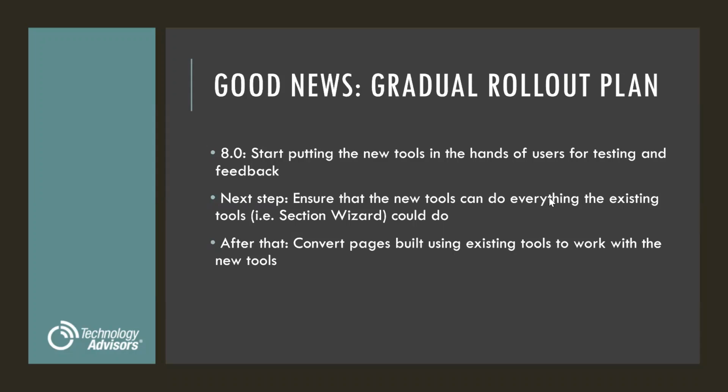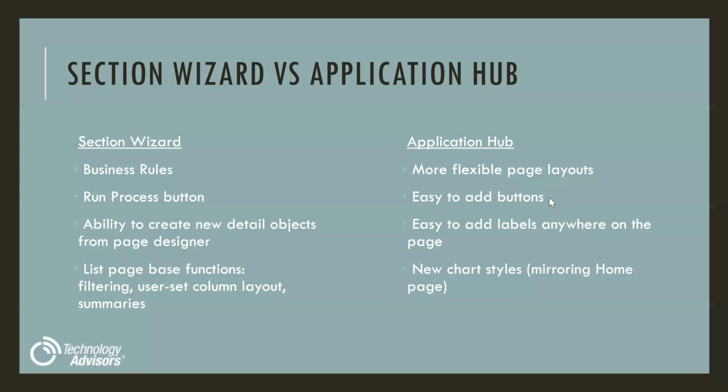Let's go ahead and go to the next slide and talk a little bit about what some of those differences are. If I look at what you can do in Section Wizard and other pre-existing tools versus what you can do with Application Hub and the no code page tool, some of the differences that jumped out at me. First of all, business rules are only available in Section Wizard right now.